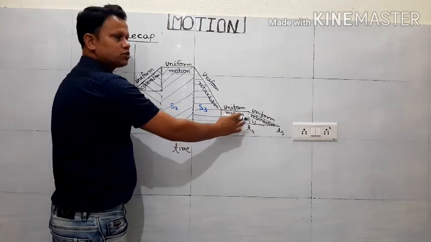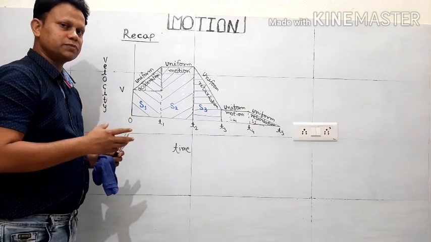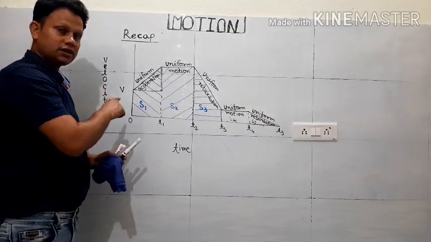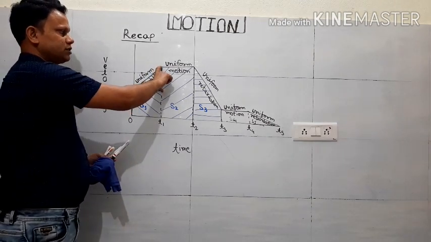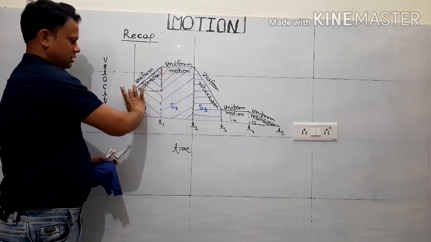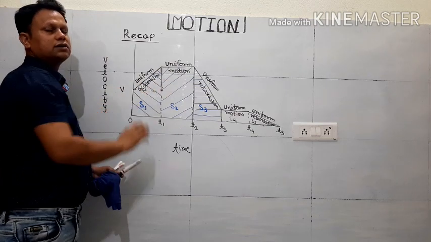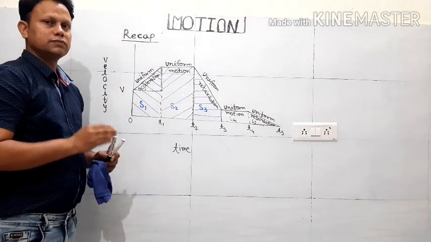And so on. So you can find the total displacement from the graph by finding the area under the v-t graph, and for acceleration you have to find the slope, and the slope gives you the value of change in velocity upon time. This will be taken as final velocity, this as initial, so v minus u will be this part upon time. So this is the recapitulation of the whole v-t graph. Thank you.